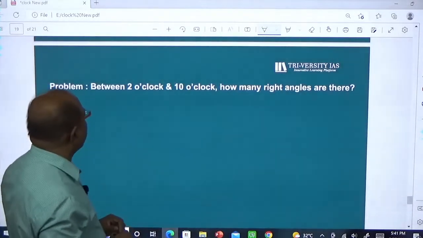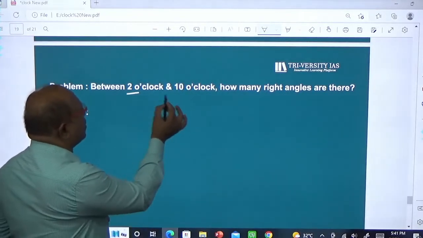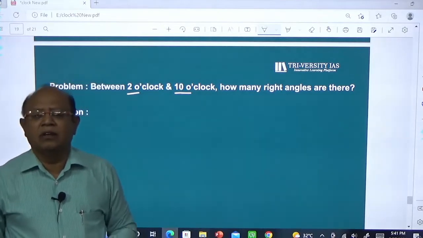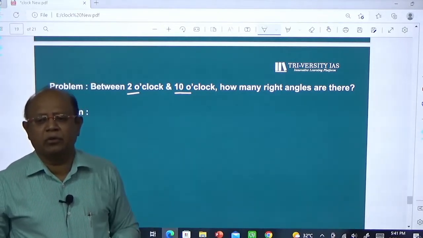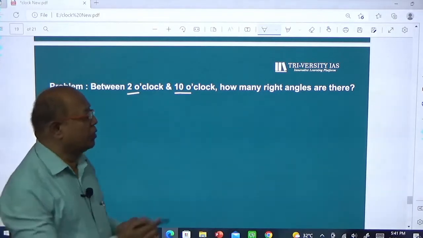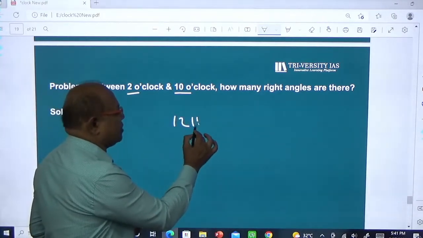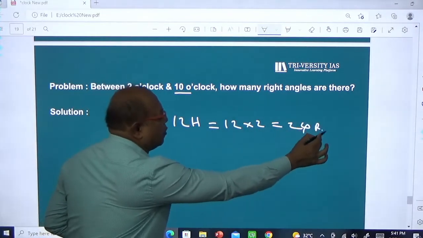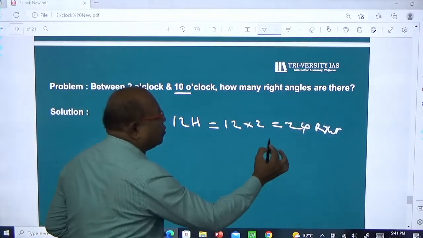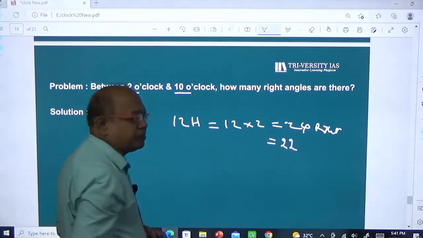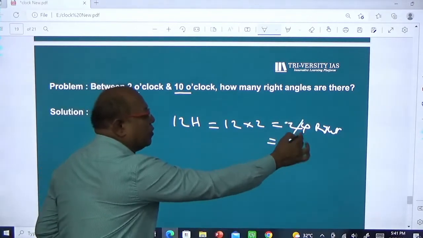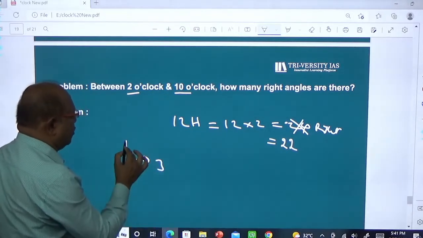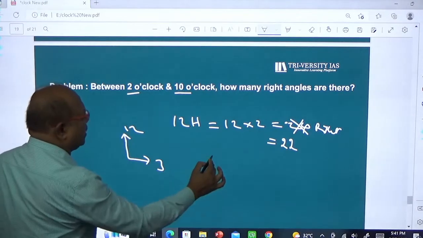Now, how many right angles are there between 2 to 10? Now let us see. Just now we have seen for every 1 hour there will be two right angles. So in 12 hours, 12 into 2, 24 right angles. No, only 22 right angles. Why? Visible right angles are 3 o'clock and the other one is 9 o'clock.